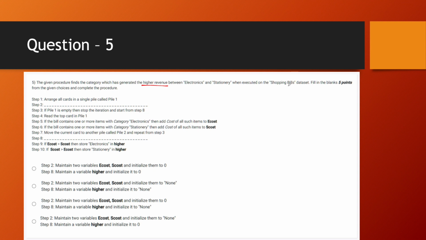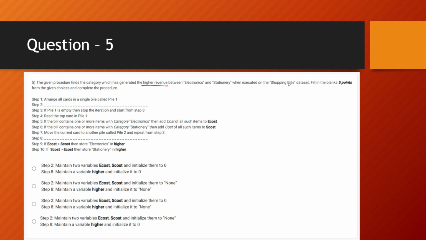So let's go over the steps once. Step 1 states, arrange all cards in a single pile called pile 1. We have been doing this in the previous questions, where this is a standard step. Step 2 is the blank. So let's move forward, because we know that in step 2 we need to initialize some variable. So we need to know what kind of value is going to be incremented or fitted into them, so that we know how to initialize these variables.